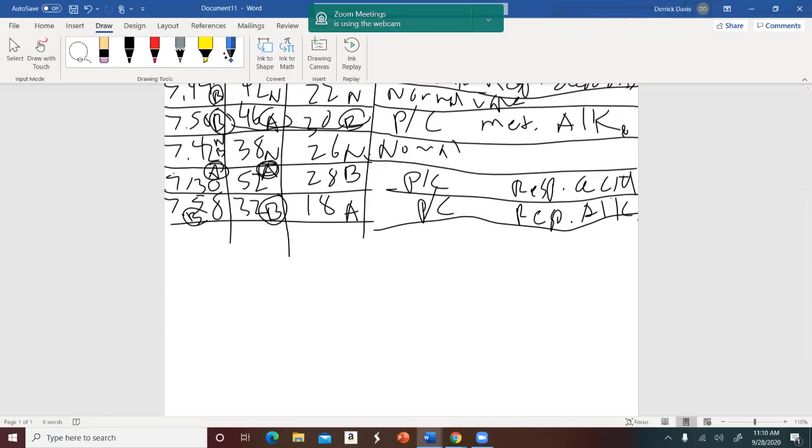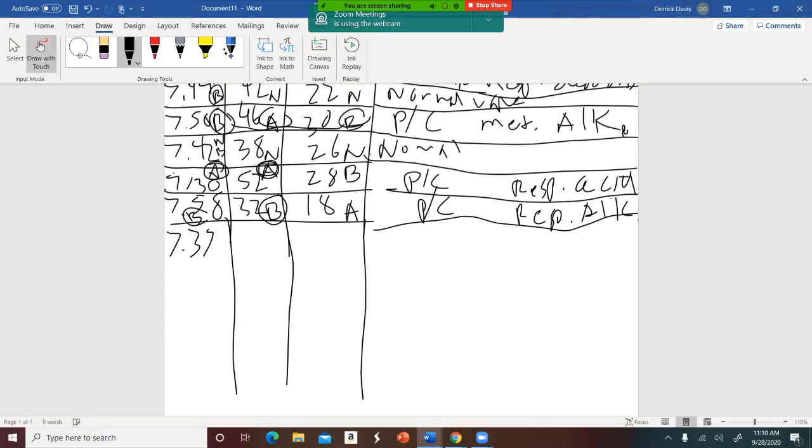So let's move on to another one here. 7.37. I'll just keep adding on here. CO2 of 38 and a bicarb of 22. So 7.37 is normal, but it leans towards the acidic side. When we look at a CO2 of 38, 35 to 45 is normal, so I'm going to label this one as normal. And then a bicarb of 22 is normal.